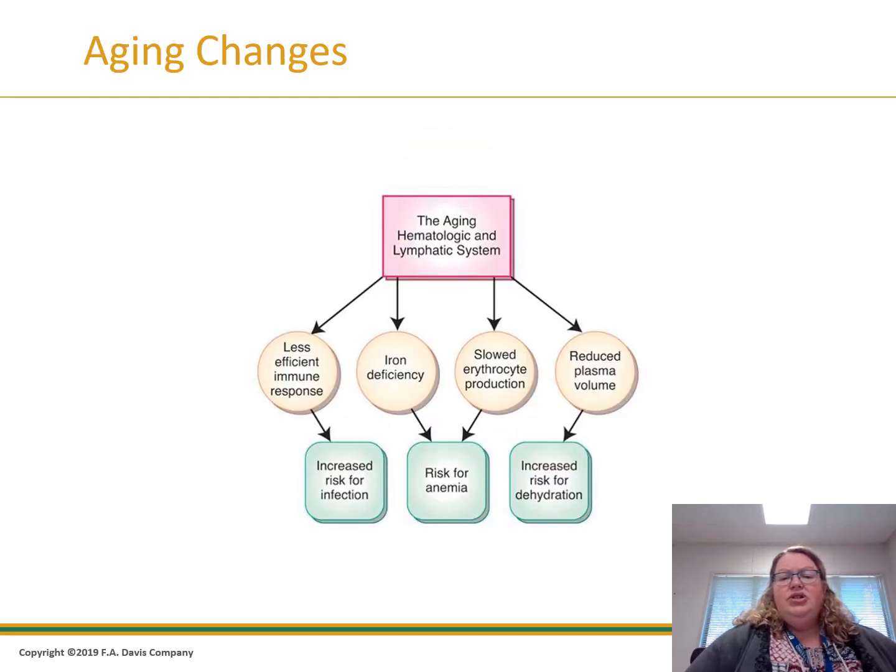So, aging changes. The aging hematologic and lymphatic system has a less efficient immune response, iron deficiency, slowed erythrocyte production, reduced plasma volume, and increased risk for infection. Because they have a less effective immune response, they're going to be at an increased risk for infection. Because they have iron deficiency and slowed erythrocyte production, they're going to be at risk for anemia. And because they have reduced plasma volume, they're at an increased risk for dehydration.